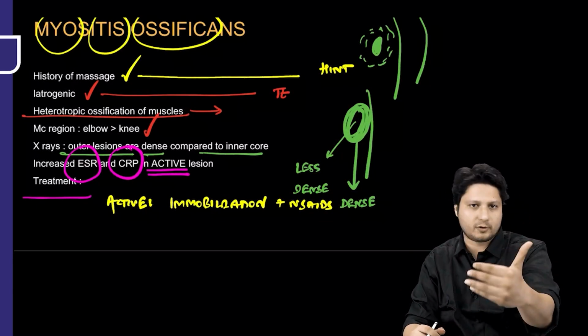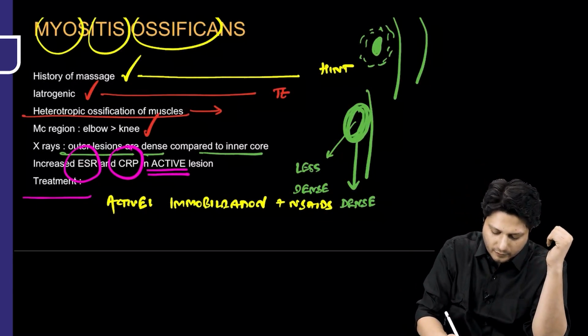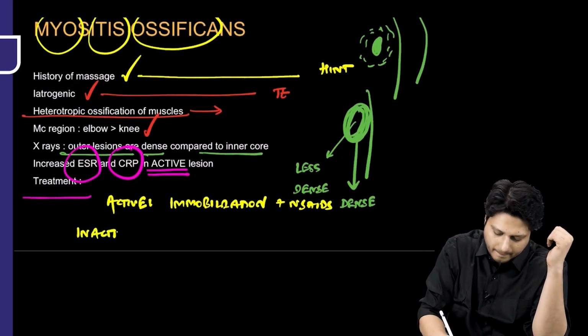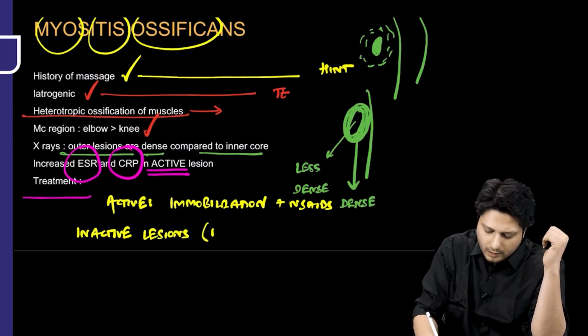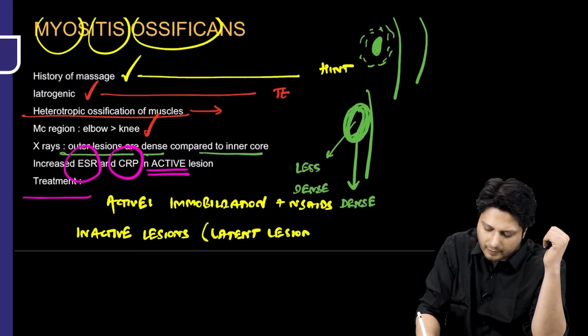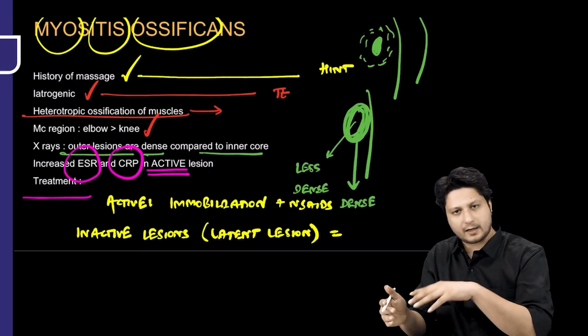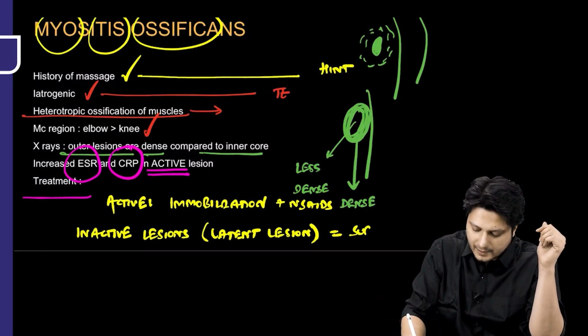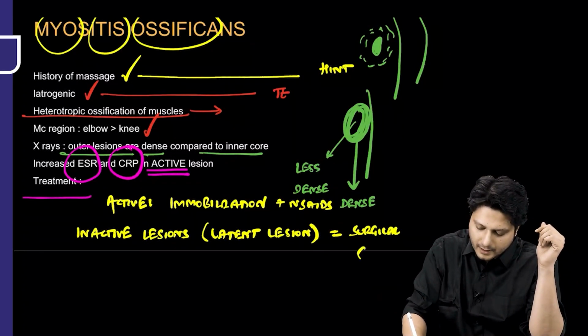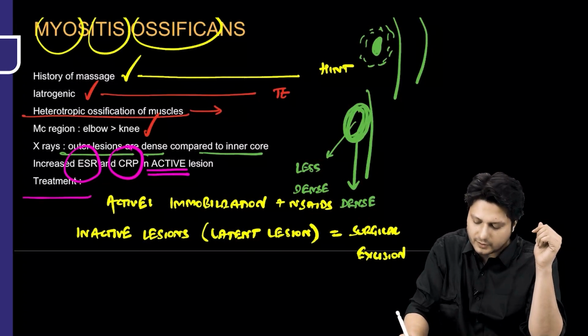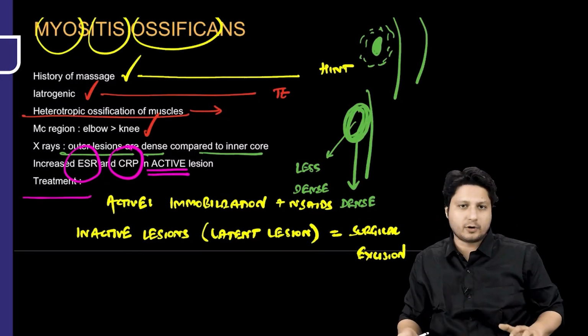Once there is inactivity in the lesion, that means ESR or CRP is found to be normal in an established myositis ossificans, so in case of an inactive or latent lesion, where there will be normal ESR or CRP, you have to go for surgical excision. All right. Then you can plan for surgical excision of that particular lesion. In that case, you have to remove it.